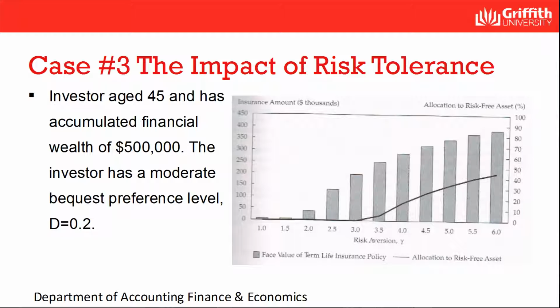For this investor with moderate risk aversion, a CRRA coefficient of 4, and the human capital and financial assumptions that we have made, optimal insurance demand is about $290,000, which is roughly 6 times her current income of $50,000. This is at this level here. Therefore, conservative investors should invest more in risk-free assets and buy more life insurance than aggressive investors should.